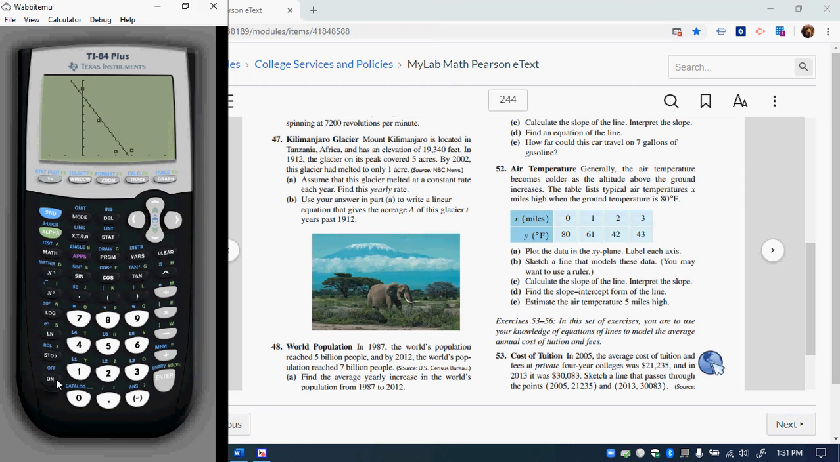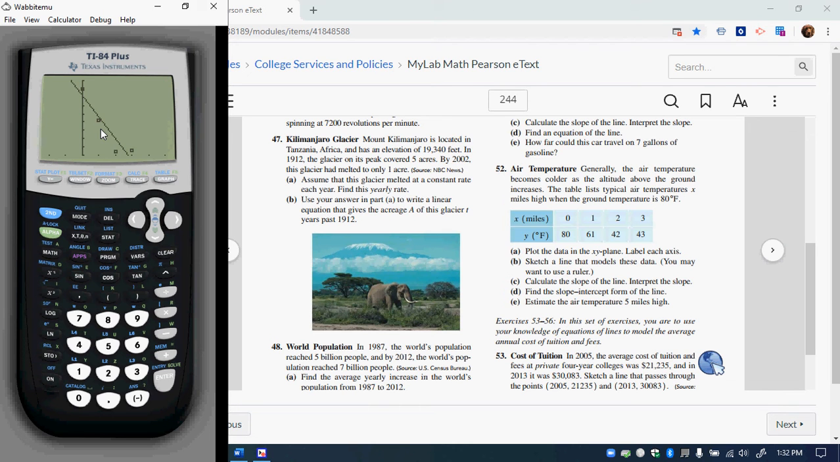But if you go on, here are my data points. I have my first one at (0, 80), my second one at (1, 61), my third one at (2, 42), and then the fourth one at (3, 43). So notice when I tried to draw a line, it did not go through all the points. I have 2 above and 2 below.